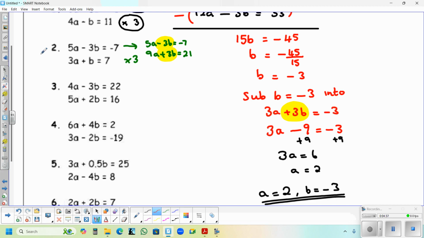So I call them dads. You may have a different way to remember it. So that's a dad's one. Different signs mean you add. So we add them together and we get 9a and 5a gives us 14a.